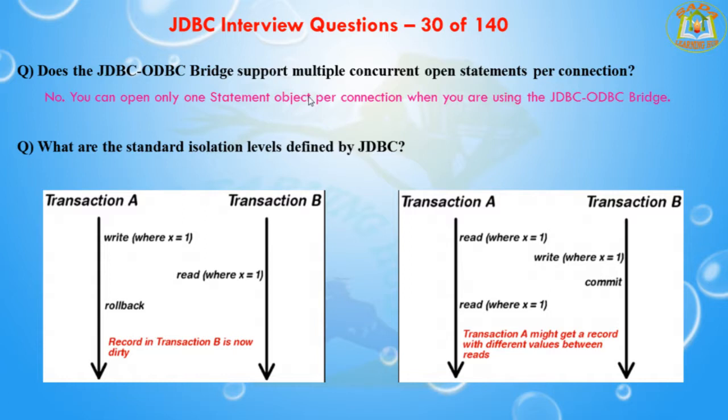The next question is, what are the standard isolation levels defined by JDBC? The first one is TRANSACTION_NONE. The second one is TRANSACTION_READ_COMMITTED. The third one is TRANSACTION_READ_UNCOMMITTED, the fourth one is TRANSACTION_REPEATABLE_READ, and the fifth one is TRANSACTION_SERIALIZABLE. There are five standard transaction isolation levels available in JDBC.